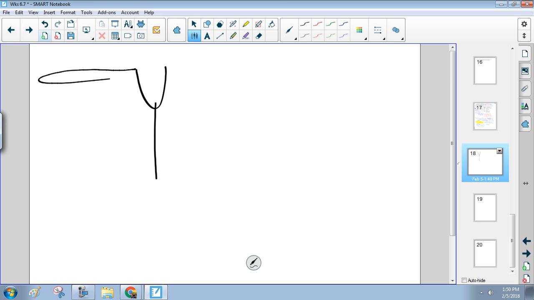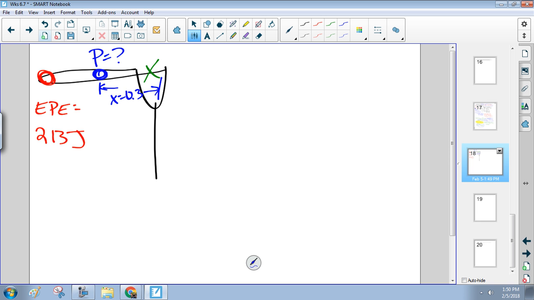All right, so the idea is we just figured out that when the slingshot is here, the elastic potential energy is 213 joules, right? So the question wants to know, when the rock gets to here, halfway between the red dot and this green X, how much power is being generated. So P equals what at that blue dot? Here are the things I know. I know it's still stretched 0.3 meters.